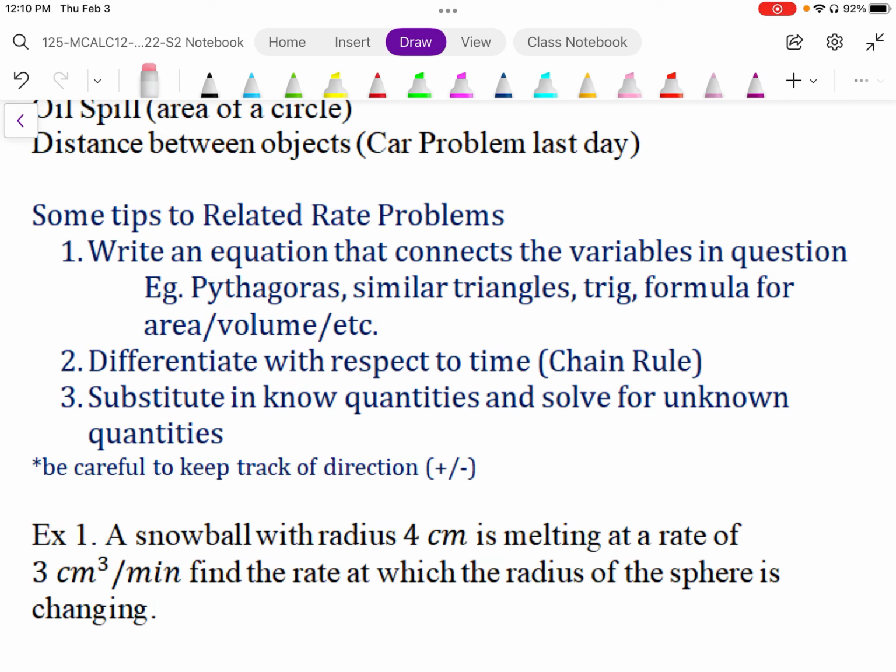Once we've done that, we want to differentiate with respect to time, because usually the rate is with respect to time, so we want to use the chain rule. Then we want to substitute known quantities and solve for the unknown quantities. Again, we want to keep track of direction, whether we're filling something or draining something out. If we're going left or right, we have to make sure we keep track of the plus and minuses as well.